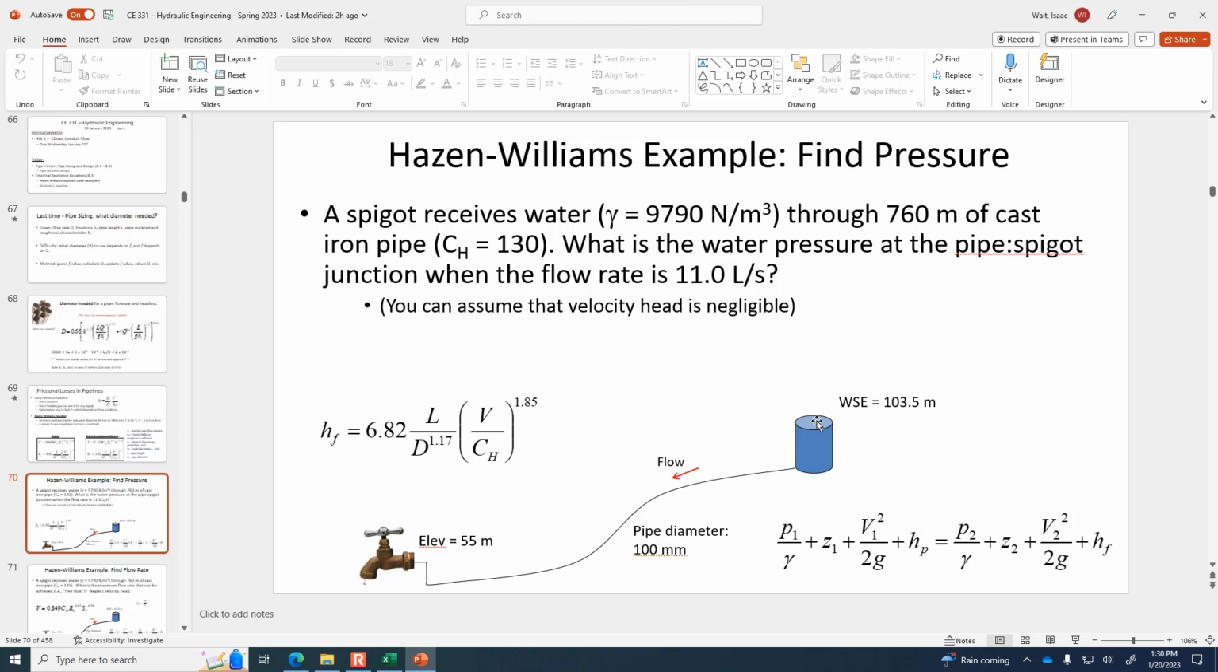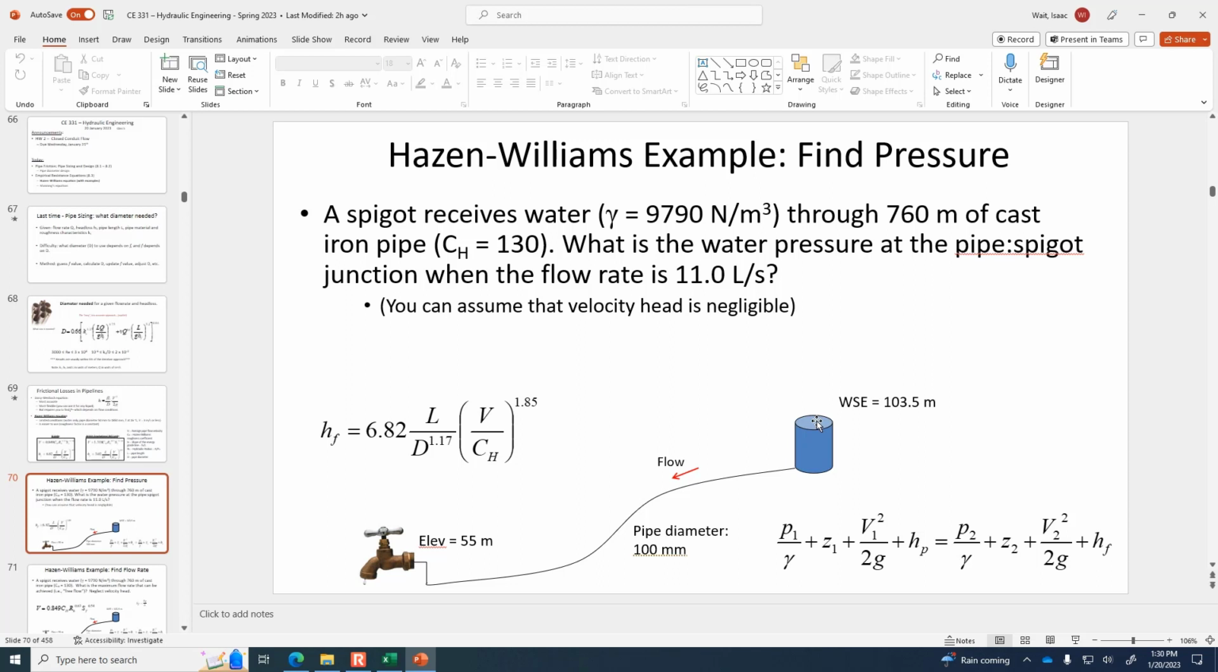So what's the pressure at location 1? It's 0 gauge, or we could say it's atmospheric pressure, which if this is at sea level would be 101 kilopascals. But let's just work in gauge terms. So P1 is 0, so that allows us to cancel out that term.